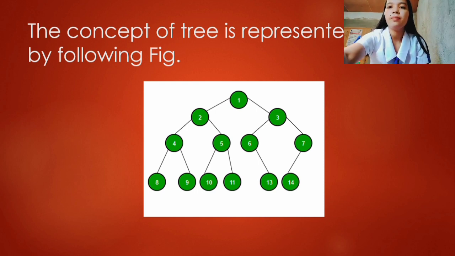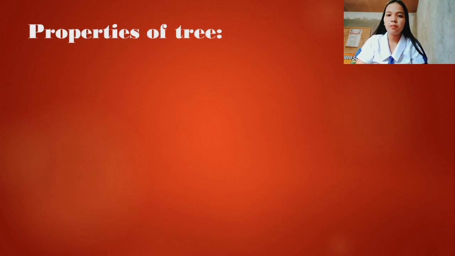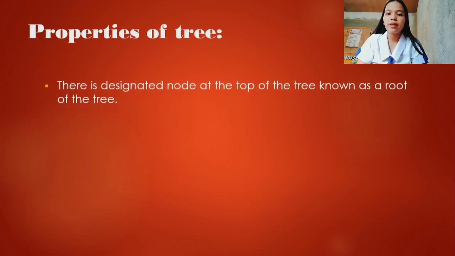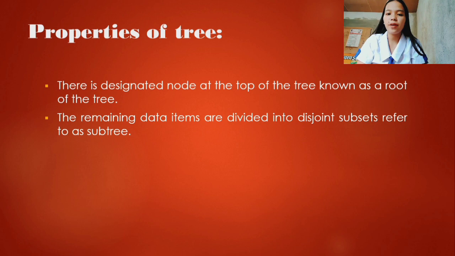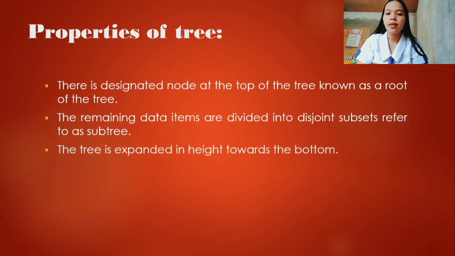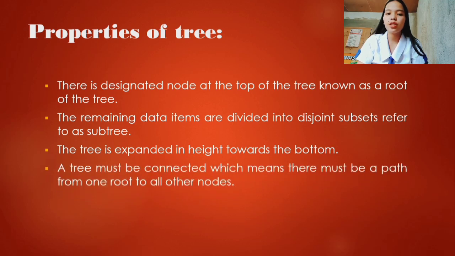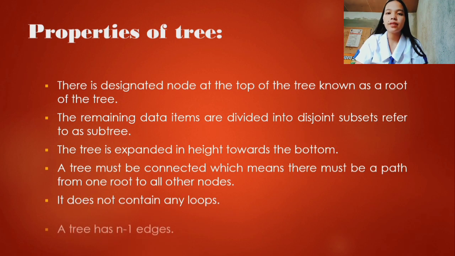Properties of a tree. There is a designated node at the top of the tree known as the root of the tree. The remaining data items are divided into disjoint subsets referred to as subtrees. The tree is expanded in height towards the bottom. A tree must be connected, which means there must be a path from the root to all other nodes. It does not contain any loops. A tree has n-1 edges.